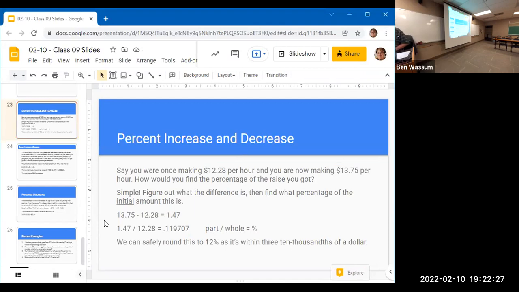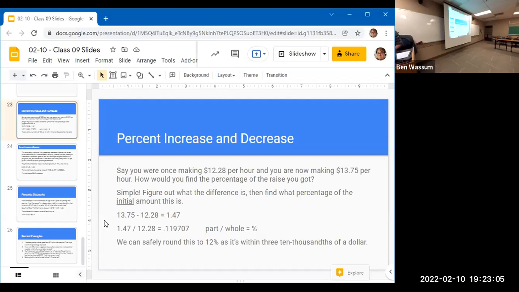So you figure out what the difference was. Between $12.28 an hour and $13.75 an hour, the difference is $1.47. And then you have to figure out what percentage that $1.47 is of what you were making. And in all of these, you always find the percentage of the initial amount you started with, because you're not treating that $13.75 as your starting point. You're treating that as your ending point. You always are looking for the percentage of your original amount, which is $12.28.